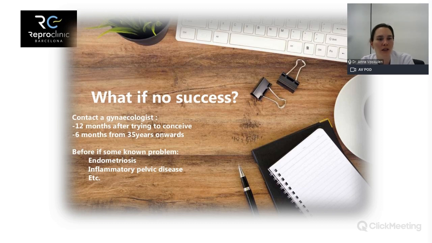And what happens if we don't have success? So you should contact a gynecologist 12 months after trying to conceive, or 6 months after trying from 35 years onwards, because age is an important factor. And also earlier, if there's some known problem, like endometriosis, pelvic inflammatory disease, male factor, or other diseases that could have an impact on fertility.